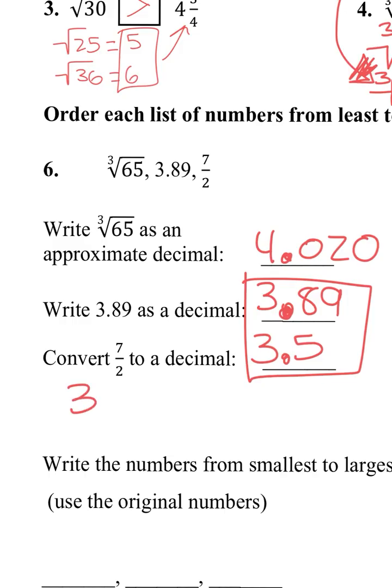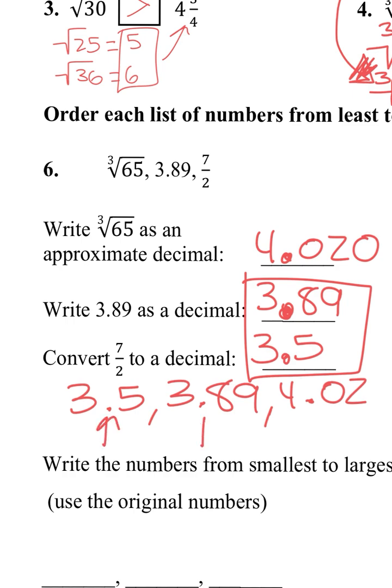So 3.5. Okay, after that, the next smallest decimal is 3.89. And then after that, the largest one is 4.02. And I should say this is the smallest, that's the next largest, not smallest, and this is the largest. Sorry. Okay.